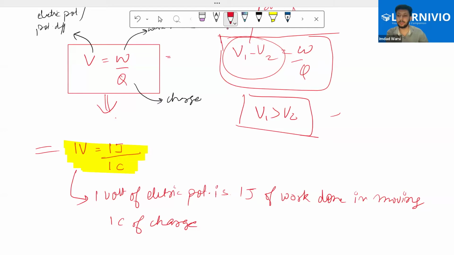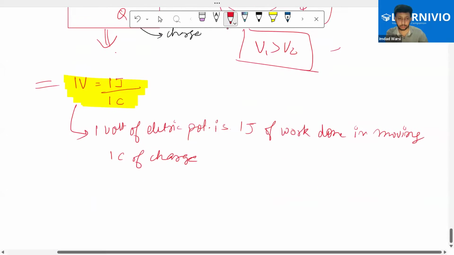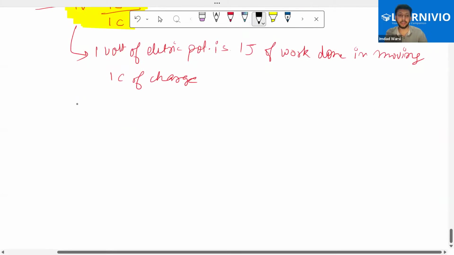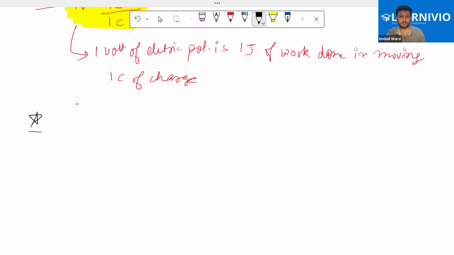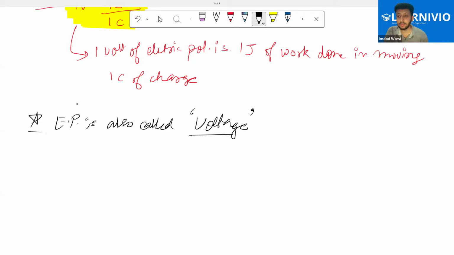Make a star point and write: electric potential is also called voltage. Volt and voltage are the same. You say volt, you say voltage. Same.